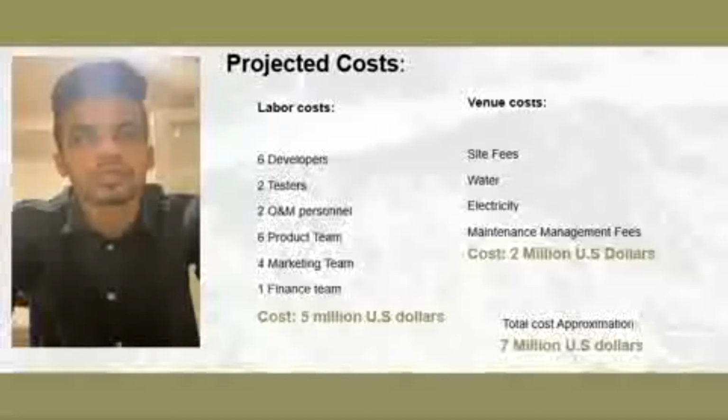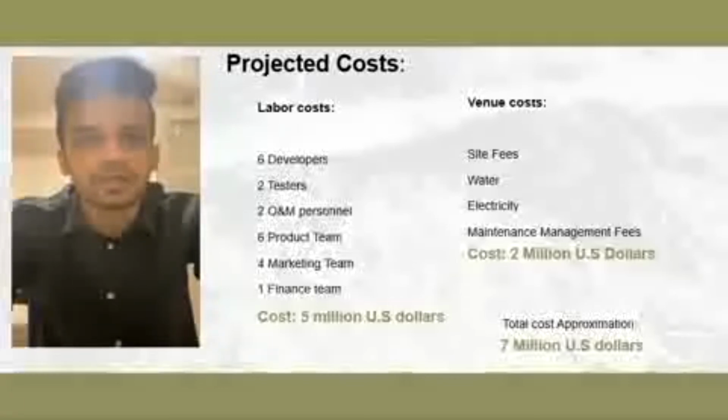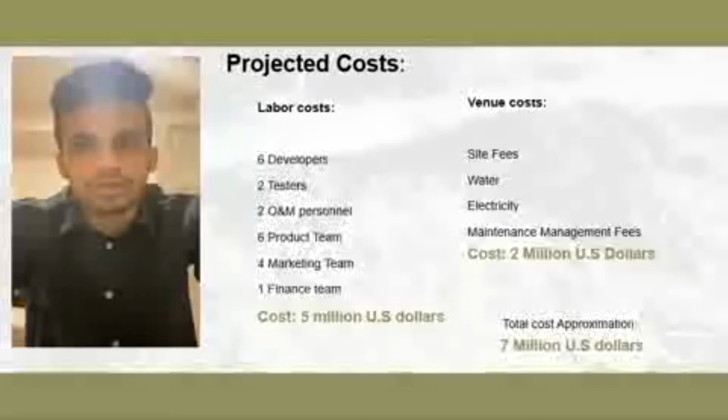Our labor consists of 6 developers, then 2 testers, 2 for operating and maintenance personnel, and there will be 6 product team members across the project, and 4 marketing team members. And other teams, like a finance team, which would be really helpful on the finance side of the project. So this total labor cost goes to about $5 million.